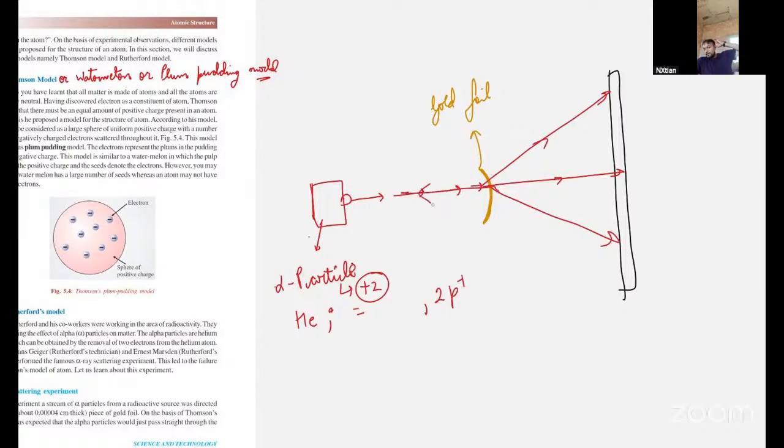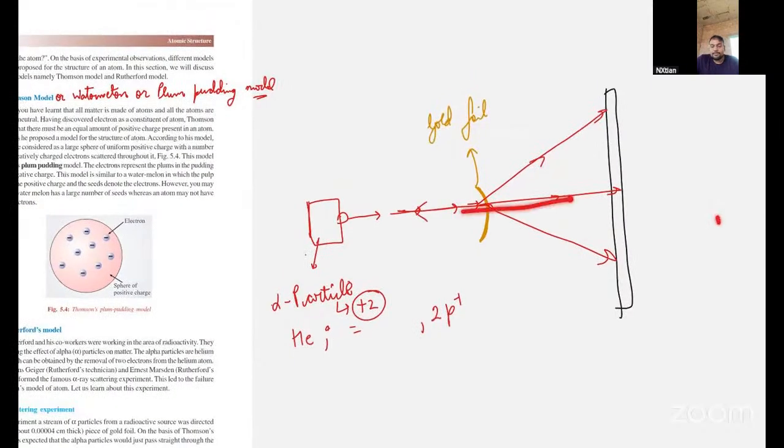Like this. Some of the rays went straight. Some of the rays deviated by some angle, and 1 out of 12,000 retraced the same path. I am repeating this. He did this experiment, and what did he get? He got that some rays go straight, some rays get deviated like this, and 1 out of 12,000 got reflected back along the same path.